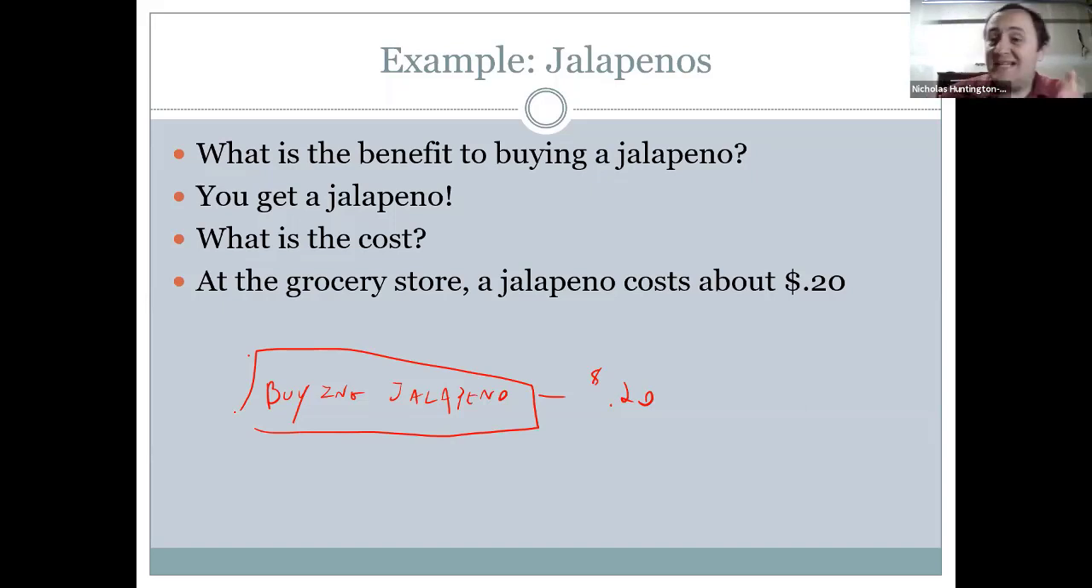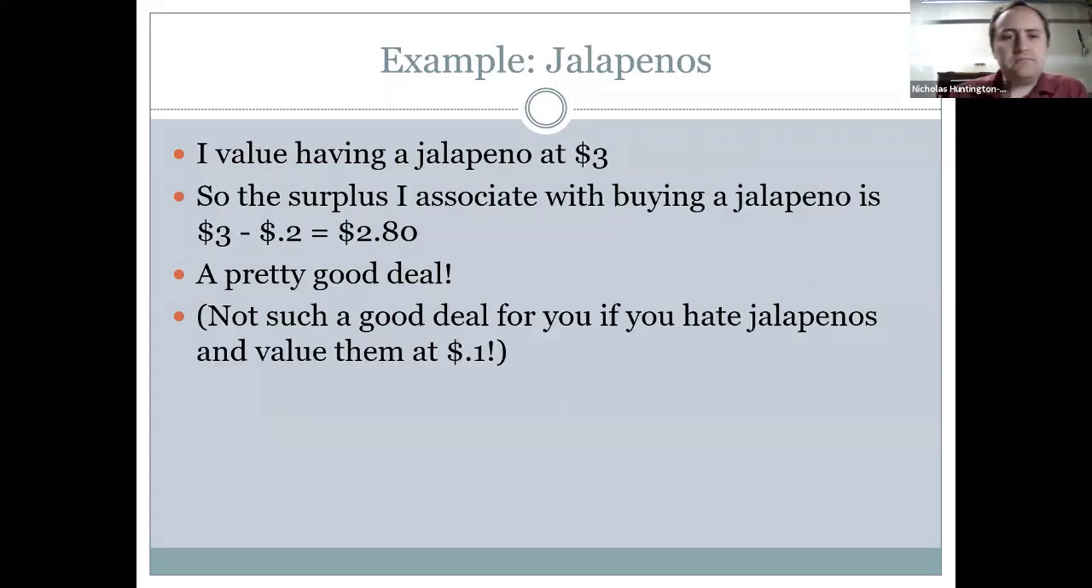So what we're going to do is ask, how much value do I place on having a jalapeno? How much benefit do I get? The question that we're asking here is for a conversion of the satisfaction that you would get from having this jalapeno into some sort of dollar value, so that we can make that comparison, which sounds very abstract and very unrealistic. But it makes a lot more sense if you think about it this way, right?